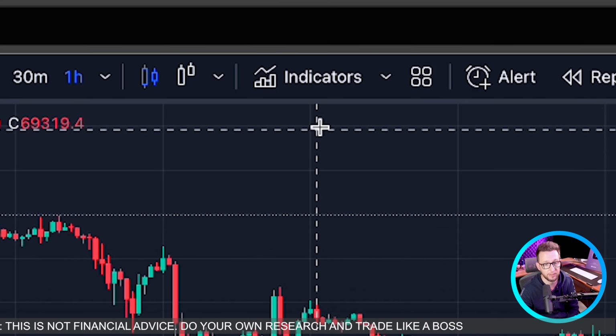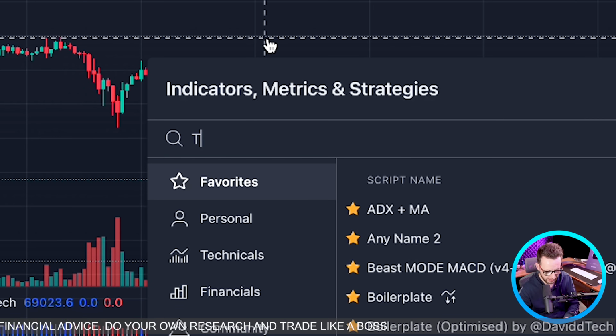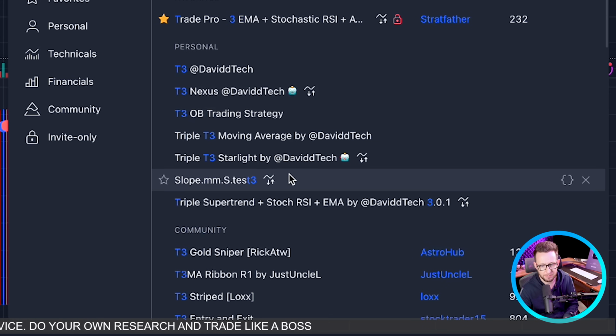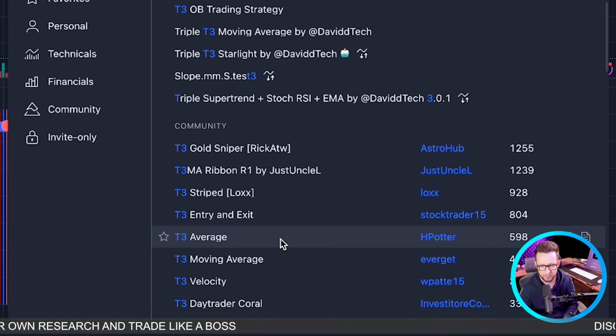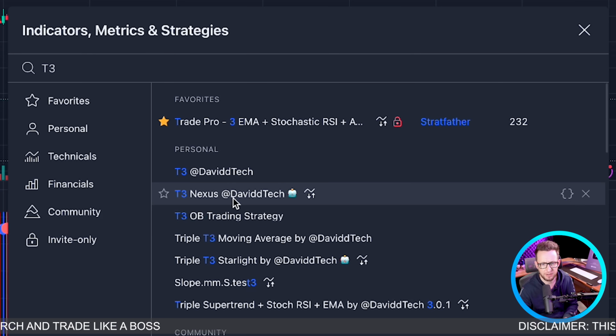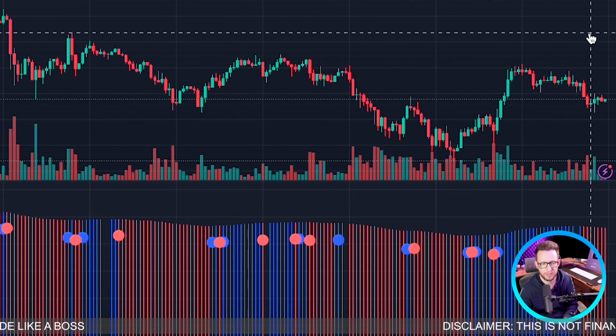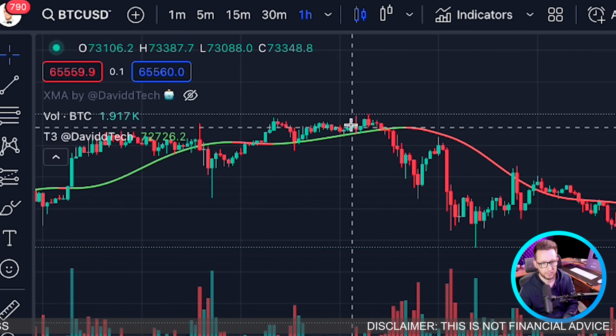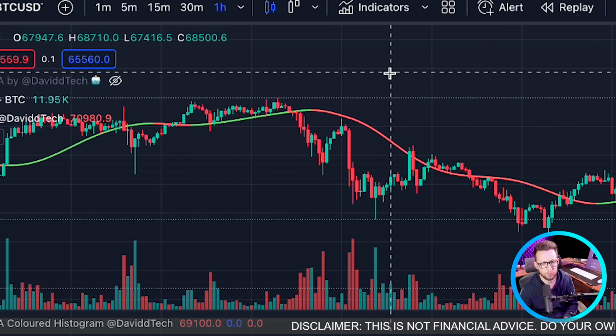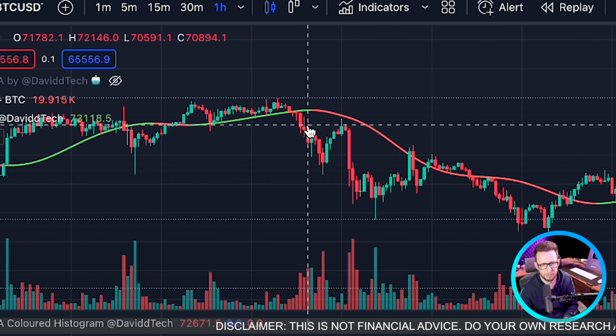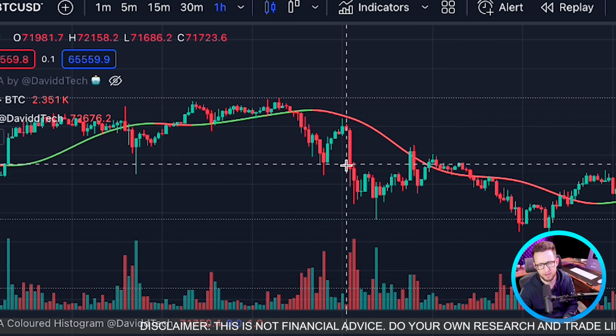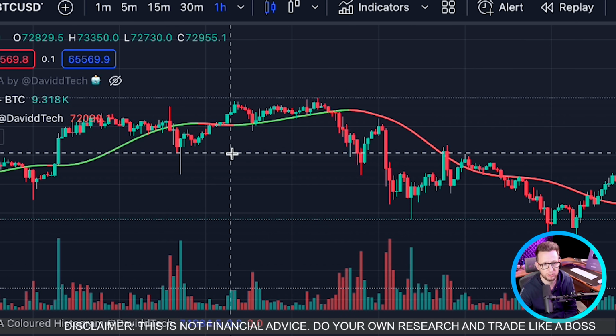Today we're going to be using the T3. So if you search for T3, I actually based mine on the T3 average by H Potter here, but there is also a DaviddTech one being released in that indicator library that I was talking about earlier. So here is the T3. I will go through the settings in a minute. As you can see, the T3 is very, very good and one of my favorite trend direction indicators.